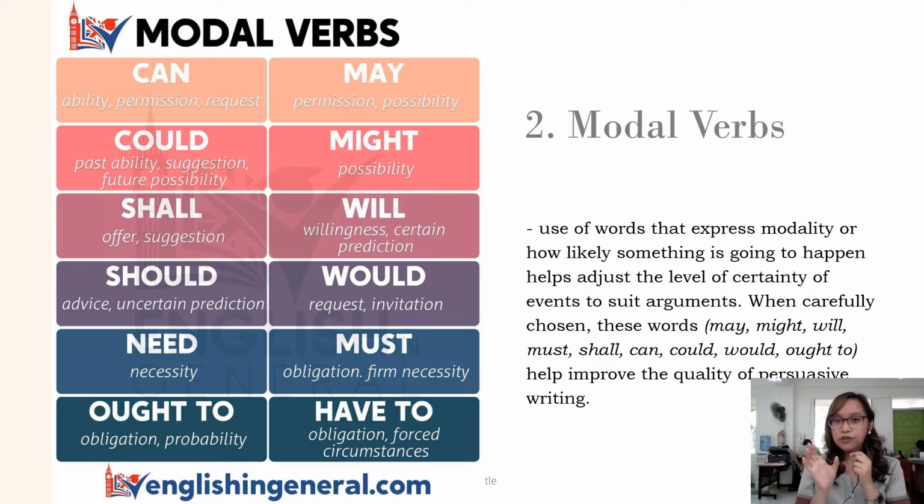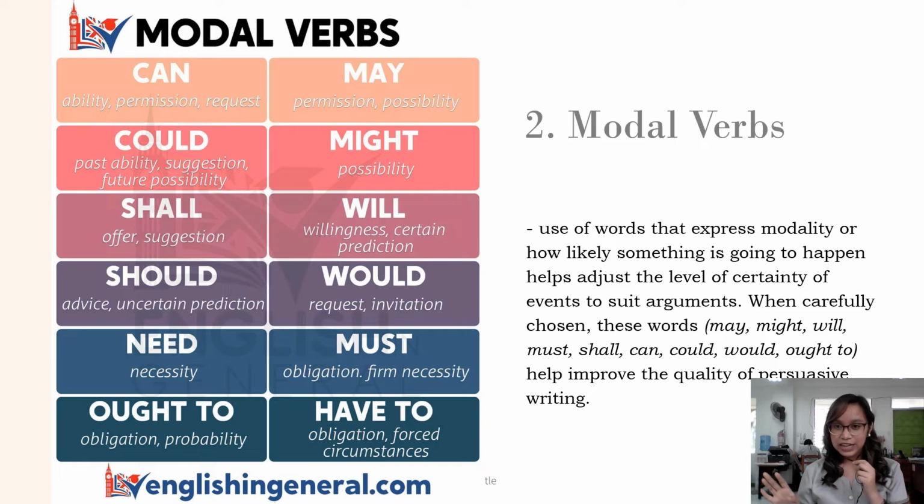The root word of modal is mode. Kaya nga 'di ba, meron kayo sa cellphone na airplane mode, silent mode. Mode is your choice. Alright? So, ibig sabihin, modal verbs are verbs that you just use for certain sentences. May gamit siya. Hindi siya pwedeng gamitin kung kailan mo lang gusto.